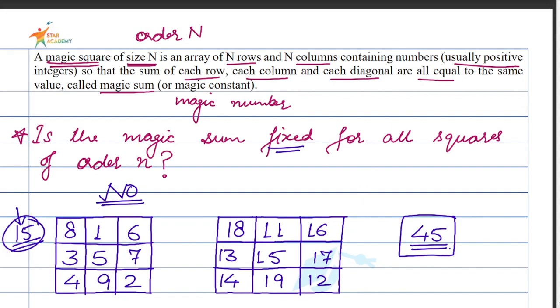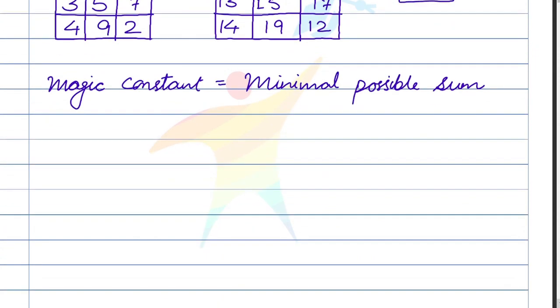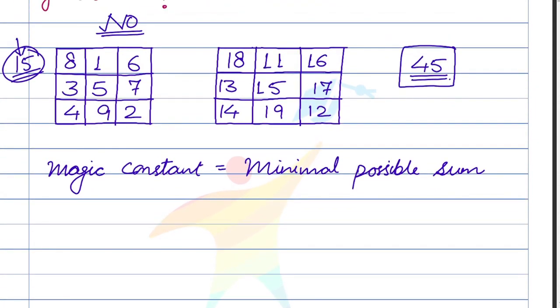So what we conclude from here, that is actually the magic constant given by that formula, that is the minimal possible sum. If we are using the positive numbers, then you cannot have sum less than that, but the sum can be less or more than that if we are using some other numbers. So now we are ready to solve the questions based on magic square.